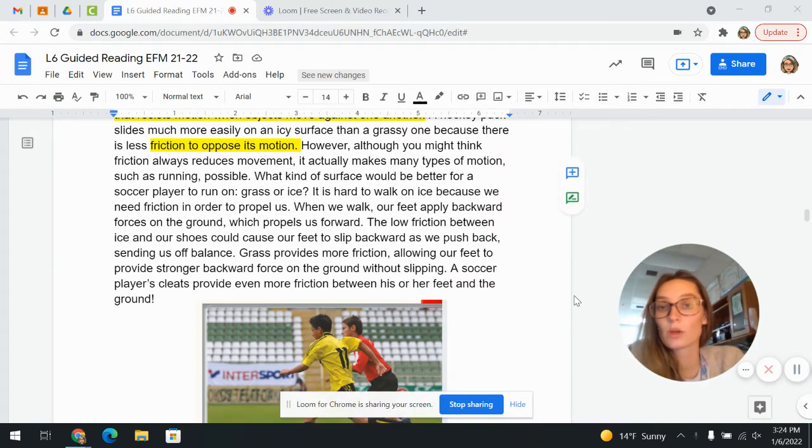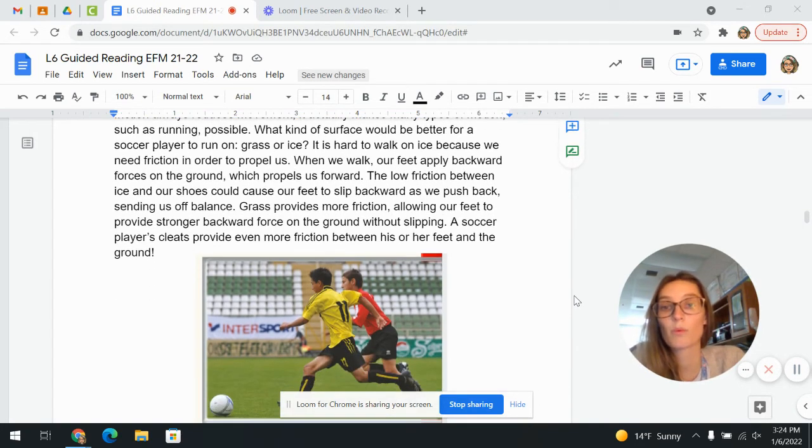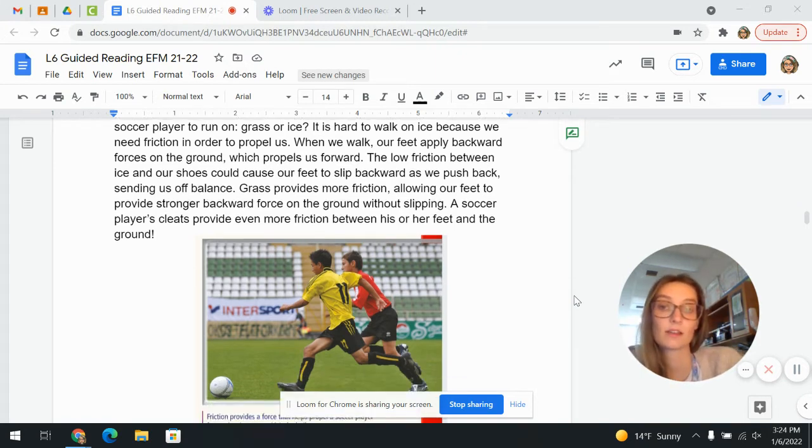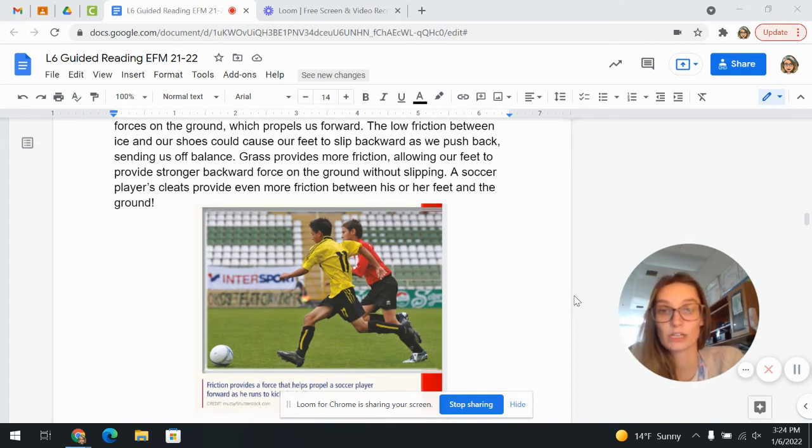What kind of surface would be better for a soccer player to run on, grass or ice? It's hard to walk on ice because we need friction in order to propel us. When we walk, our feet apply backward forces on the ground, which propels us forward. The low friction between ice and our shoes could cause our feet to slip backward as we push back, sending us off balance. Grass provides more friction, allowing our feet to provide stronger backwards forces on the ground without slipping.